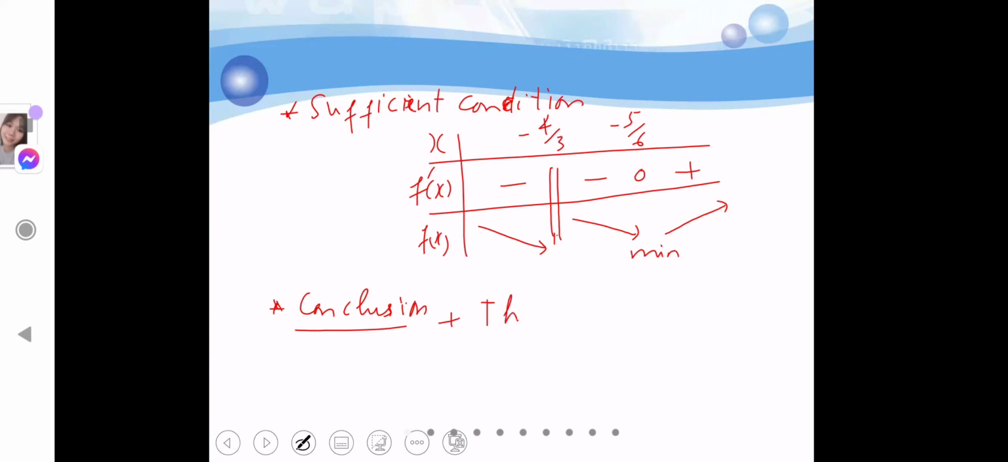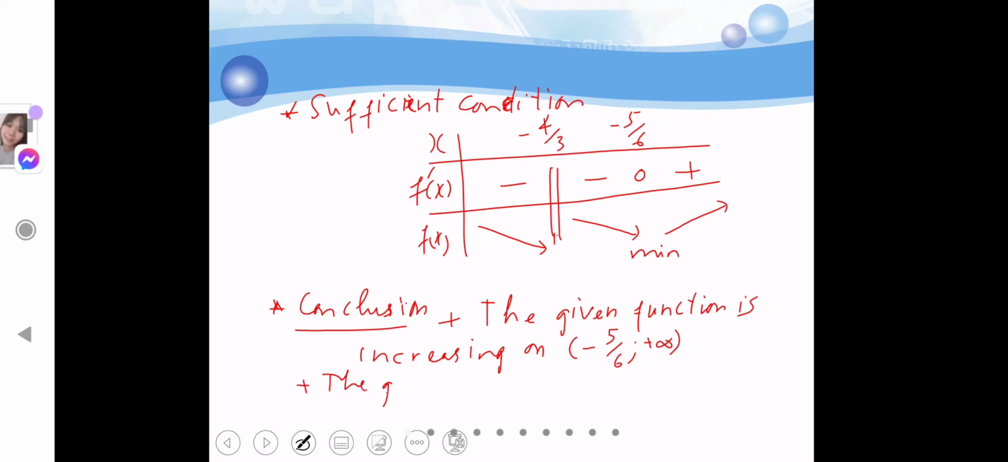The first conclusion, the given function is increasing on the open interval minus 5 over 6 to plus infinity, and the given function is decreasing on minus infinity to minus 4 over 3 and minus 4 over 3 to minus 5 over 6.